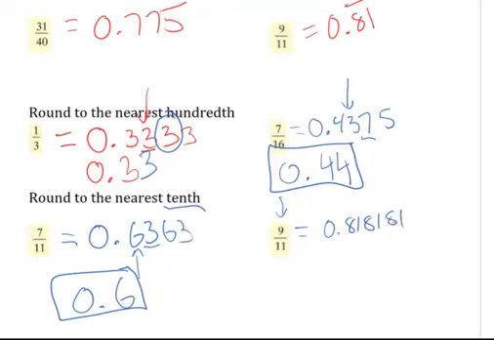Okay, so I'm guessing you came up with 0.818181. Again, if we're rounding to the nearest tenth, that's my tenths position. The number to the right of that 8 is a 1, so I'm going to leave my answer as 0.8.